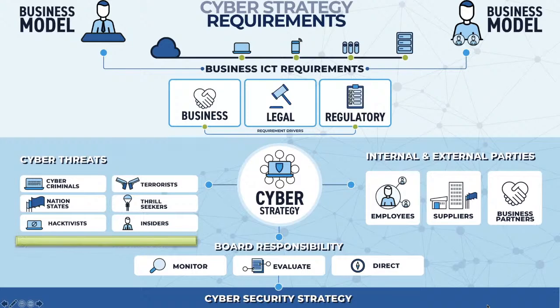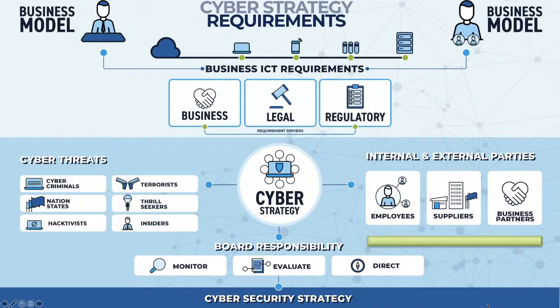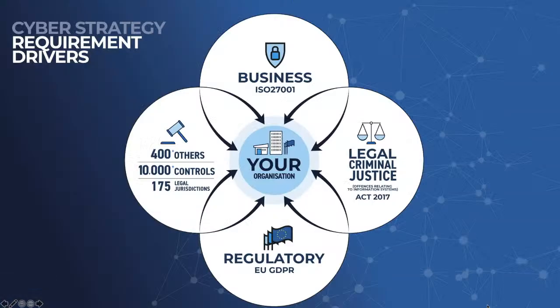On one side we have our cyber threat actors, and on the other side we have internal and external parties. And at all times you're trying to drive through a cyber strategy that the board is going to be able to monitor, evaluate and direct. And that's effectively your cyber strategy. So if we look at the impact of COVID-19, that has changed the way we're using business ICT requirements. So that may change the way our overheads are in relation to the requirement drivers. Our business model will have changed. So the knock-on effect of your business and operational model changing means your business ICT requirements may change, means those legal regulatory drivers change, and effectively then your cyber strategy has to be readjusted to deal with that.